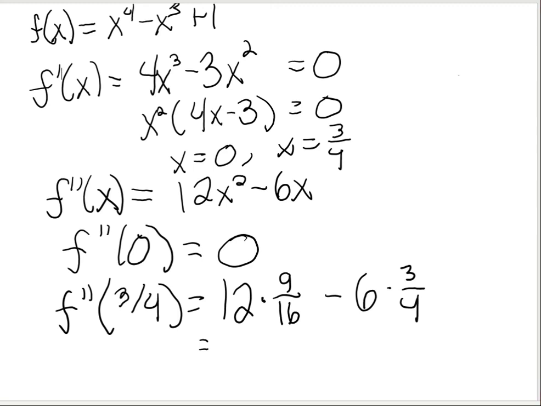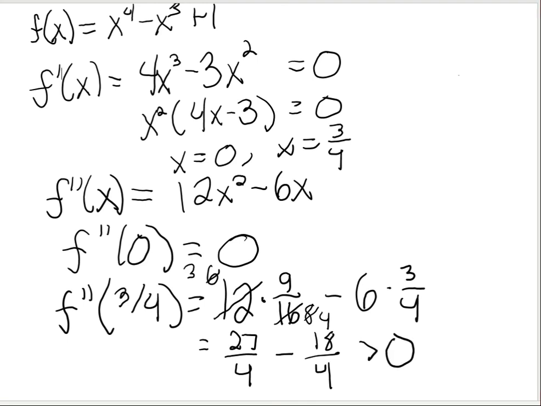And you could go to a calculator, but these two are both divisible by 2. You get 8 and 6, still divisible by 2. You get 4 and 3. So it's going to be 27/4 minus 18/4, which is going to be greater than 0.